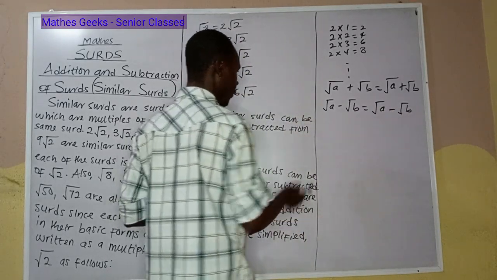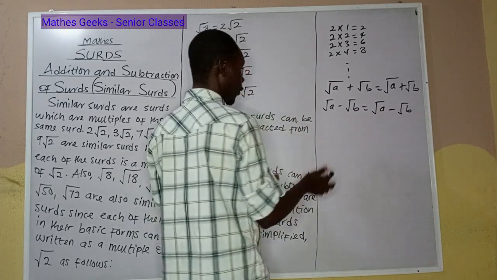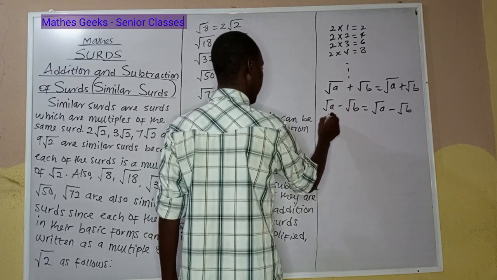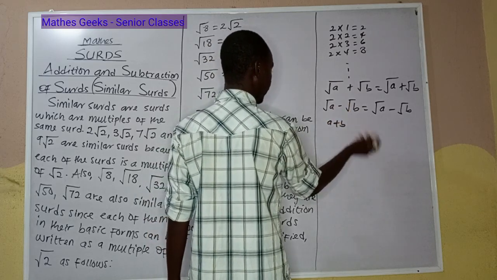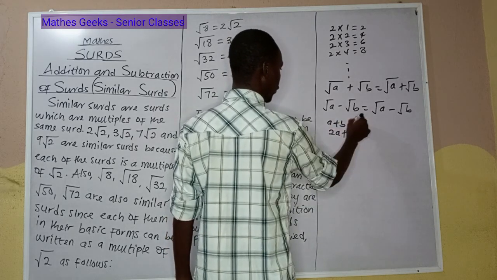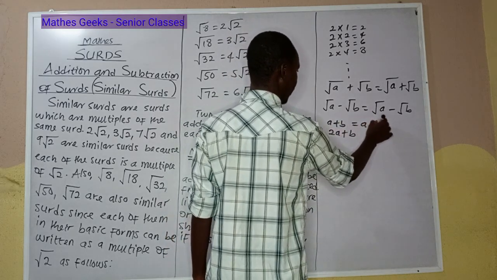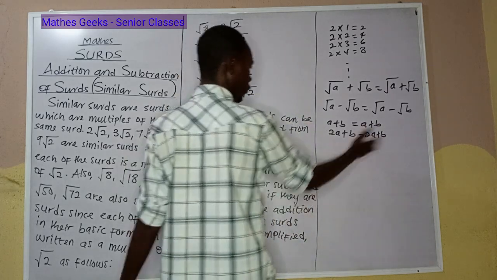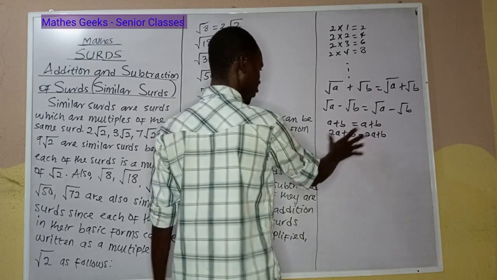This also follows the case if it were algebra. So if you have A plus B, simple algebra, or 2A plus B, you know this is just the same thing as A plus B or 2A plus B because they are unlike terms. So you can't do anything further. You just have to leave it like this.